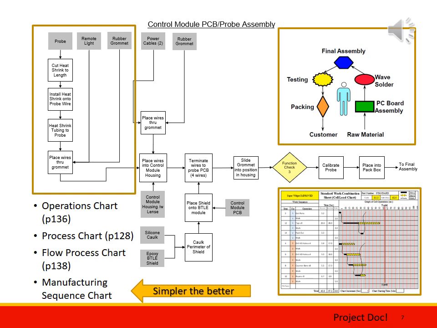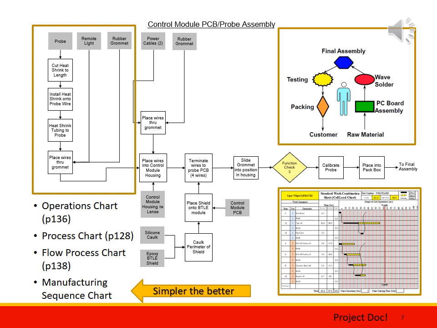Each one of those charts is sort of a different way of looking at a manufacturing operation. Some of them are a little more complicated than others. They serve different purposes. For your project, notice Project Doc. For your project, you're going to use a manufacturing sequence chart, which is what I'm showing you right here. You have a series of components. Let's just look at that upper left-hand box. You've got a series of components, a probe, a remote light, a grommet, right? Those pieces are all coming together, being assembled with various steps, and then out comes a housing of some sort, a control housing, right? There's some power cables that are added on afterward.